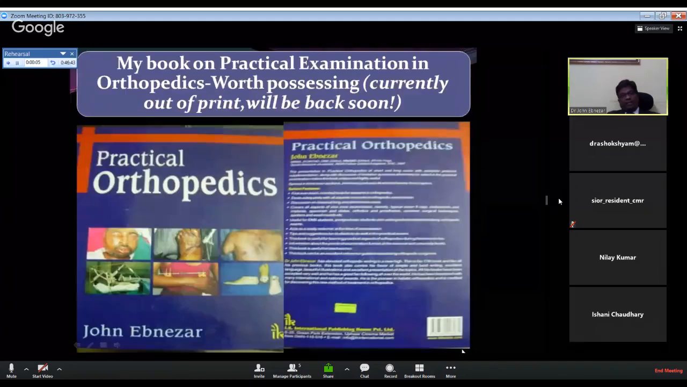It's worth possessing. It's all about examination, all about practicals: the long case, short case, and then the viva voce, the X-ray presentation, the instruments, the implants, the smells, all this kind of thing, and various anecdotes and experiences of mine. Currently this book is out of print, but it will be back soon. Once it is out, it will be a guide for you in the practical examinations.